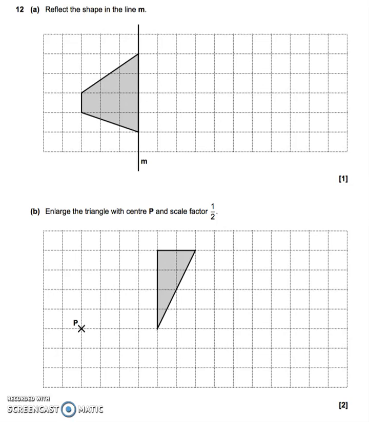Question number 12 seems to be all about transformations, and in part A we're asked to reflect the shape in the line M. Pretty simple reflection, this one. You could use tracing paper, so I've pre-prepared a bit of tracing paper and drawn the shape over the original shape. As you should notice, I have drawn the entire mirror line in, the line of reflection, and just line that up as much as I can.